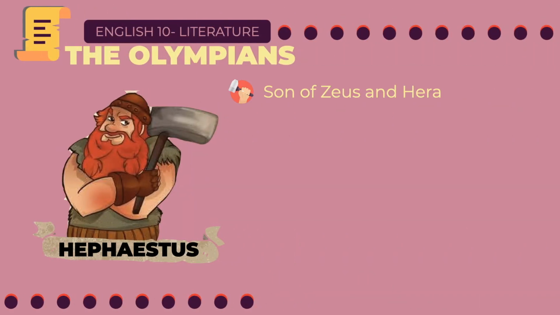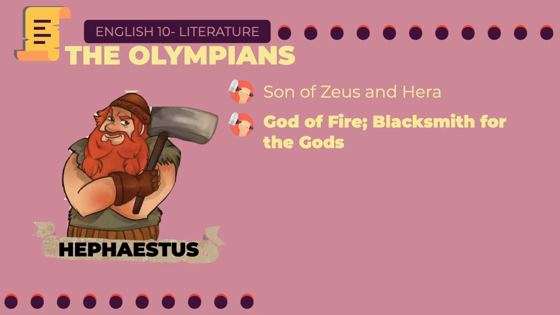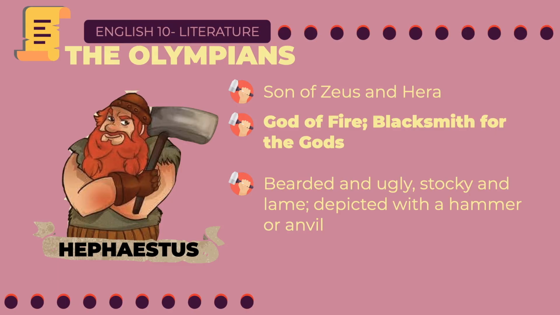Next, we have the brother of Ares, Hephaestus. Hephaestus is the son of Zeus and Hera. He is the god of fire and is the blacksmith for the gods. Bearded and ugly, stocky and lame, he neither possesses the physical flawlessness of the other gods, nor does he stimulate the fitting respect. Sometimes he is depicted with an oval cap and almost always with a hammer and an anvil.